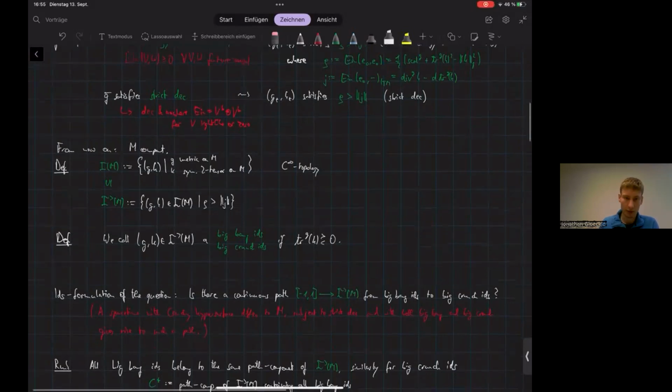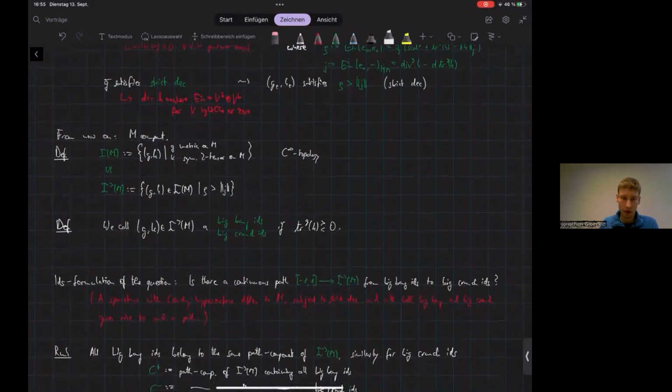And inside this subspace, we can find certain initial data sets that are special, namely those that imply existence of a Big Bang, and those that imply existence of a Big Crunch. According to Hawking's singularity theorem, if the trace of K is larger than 0, then we will encounter a Big Bang. And so we call these initial data sets Big Bang initial data sets.